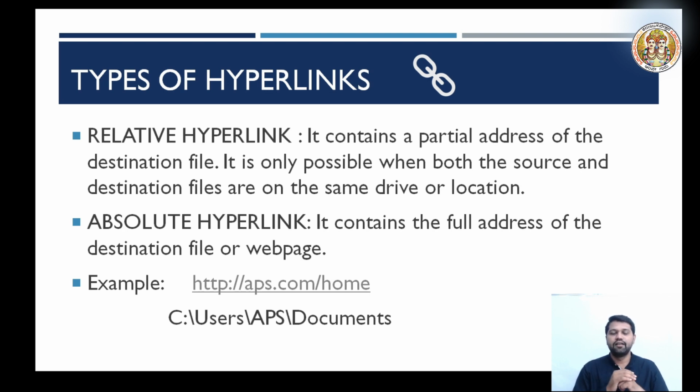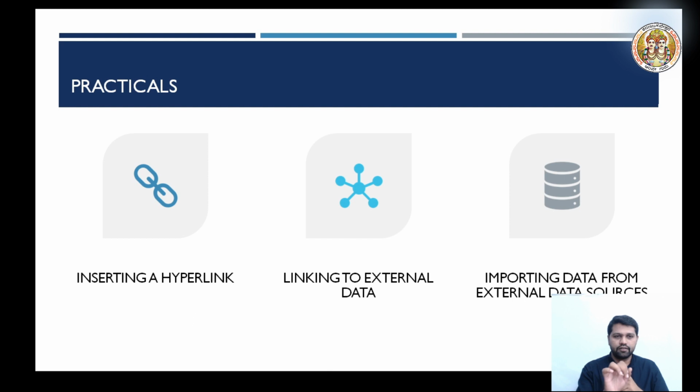And the next is absolute hyperlink, which contains the full address of the destination file. We can add the link. I have given the example also. So HTTP means the web page, and C users, APS, documents is the address of the document which is available in my system or computer, right? Okay, next let us see all these things practically. Let's begin.